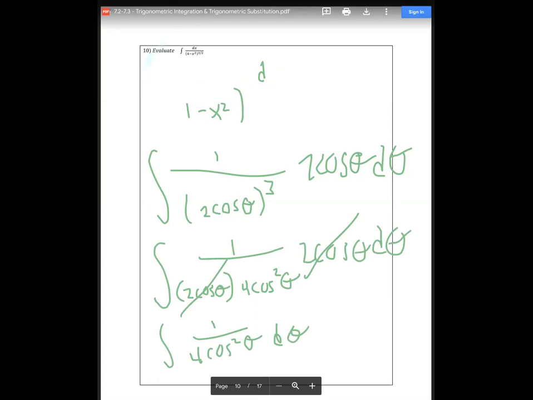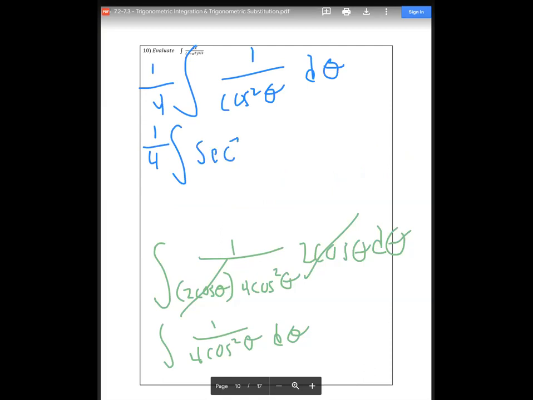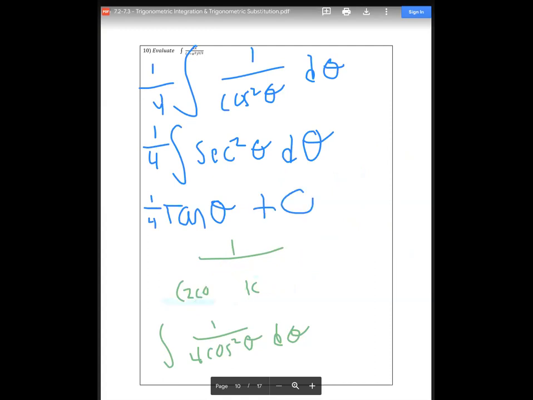Let me erase the top and continue solving. Remember, I like to remove any coefficients and put them in the front of the integral. So this becomes 1 over 4 times 1 over cosine squared of theta, d theta. This can be converted to secant squared of theta d theta. And as you all know, the integral of secant squared is a very popular formula from AP Calc AB, which is 1 over 4 tangent of theta plus c. So now we appear to have our answer, but remember, this is not our answer.